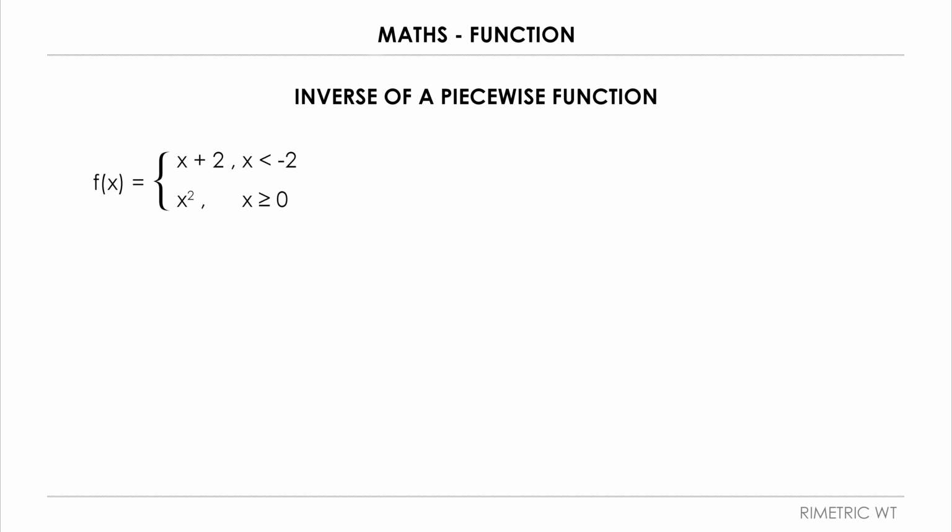First, let's invert the first piece, which is f of x equals x plus 2. We can rewrite it as y equals x plus 2 to make the process easier. Now we swap x and y, giving us x equals y plus 2.